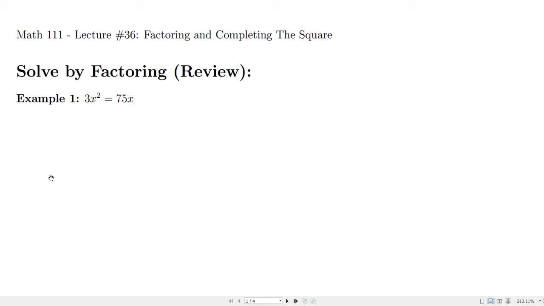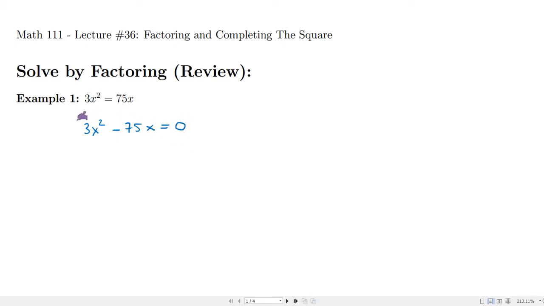So let's begin by reviewing the technique that we've already seen before, and let's try to solve this problem here. So we have 3x squared equals 75x. So the method that we've been using by factoring is to use the property of 0. So first, bring this 75x over, right? So subtract it over, and we'd have 3x squared minus 75x is equal to 0.